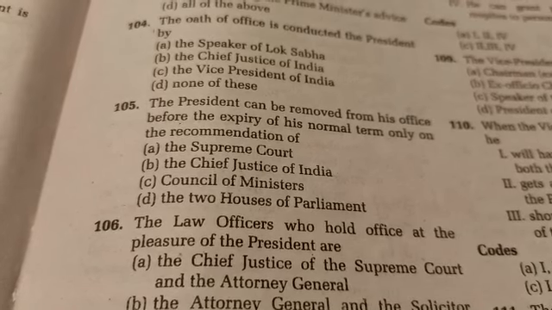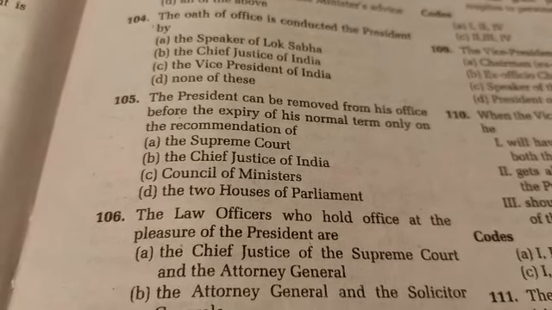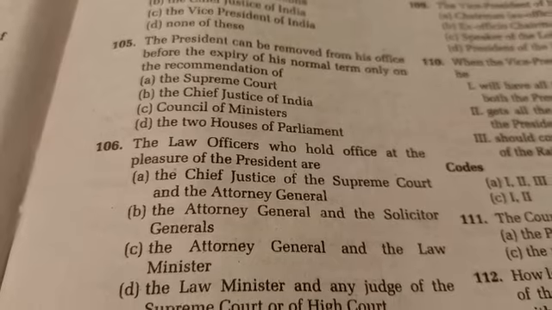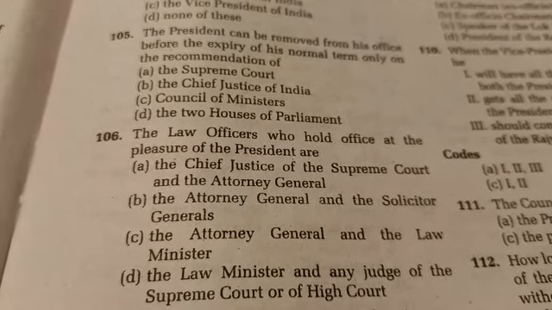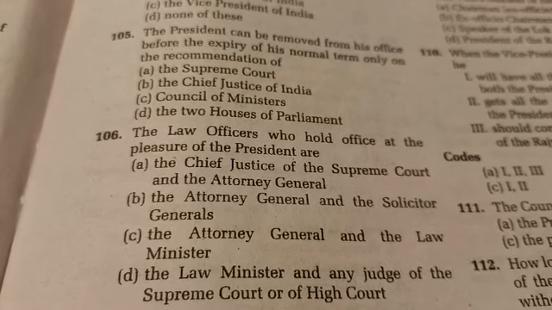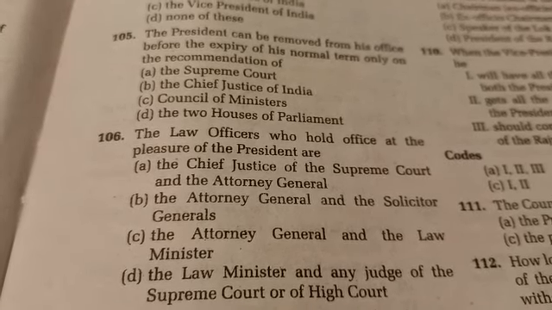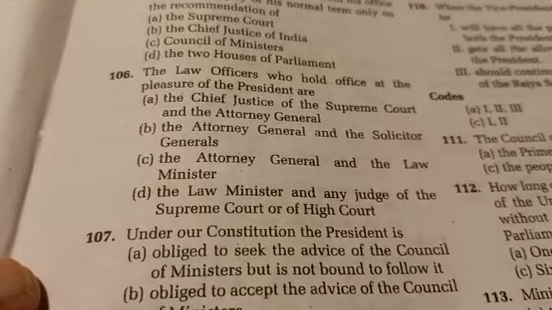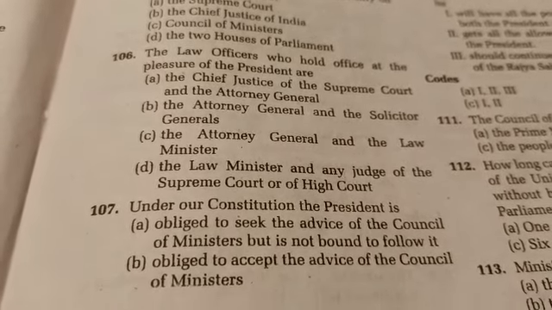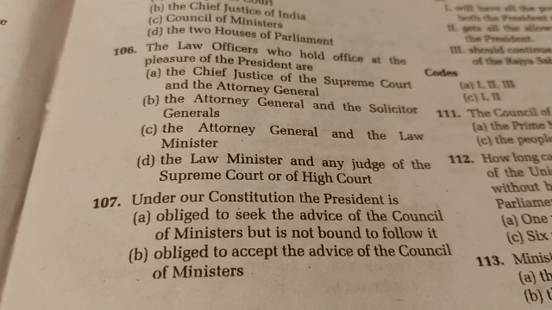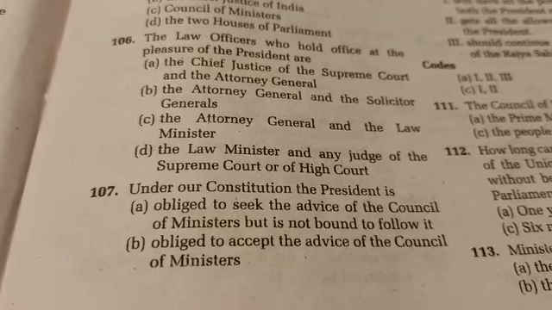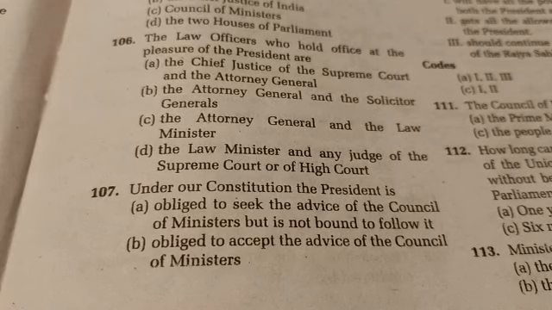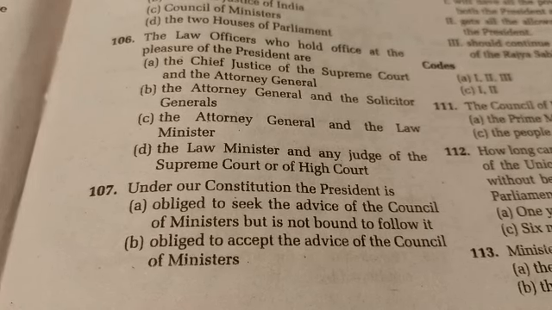The law officers who hold office at the pleasure of the President are. Correct answer is option B, the Attorney General and the Solicitor Generals. Next question. Under our Constitution, the President is. The correct answer is option B, obliged to accept the advice of the Council of Ministers.